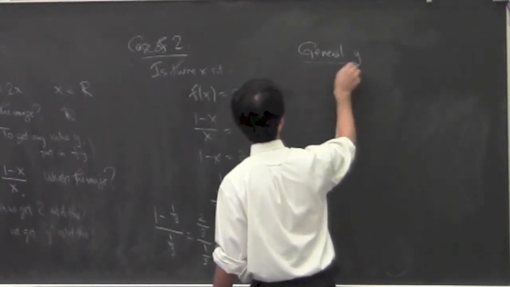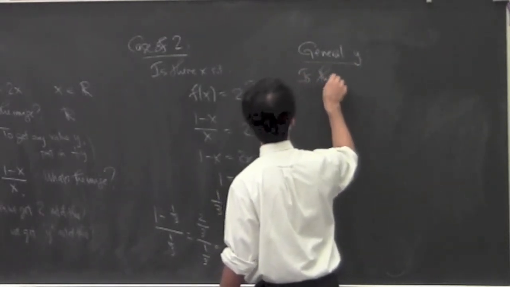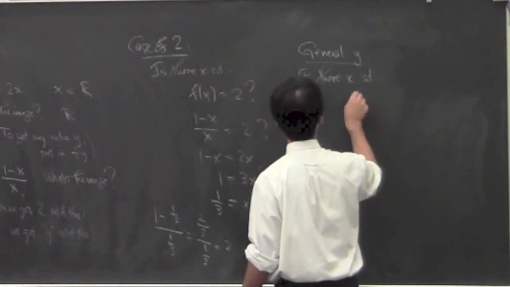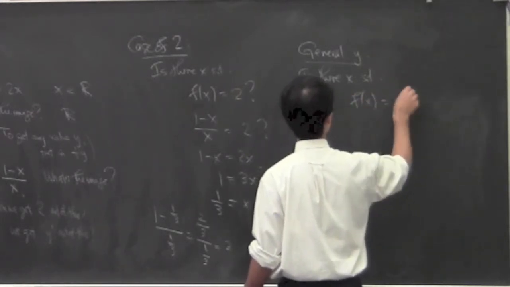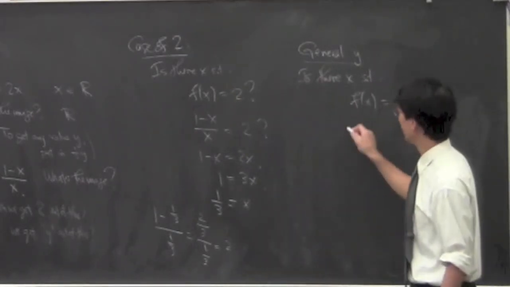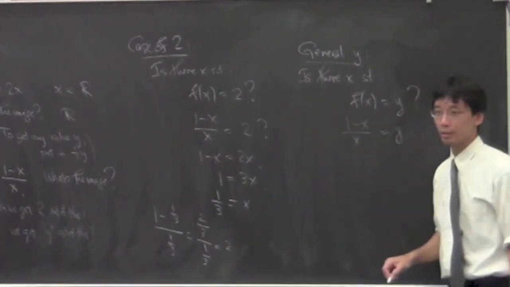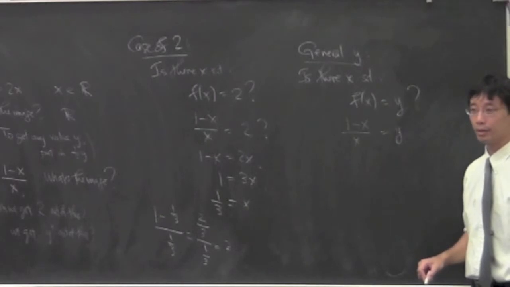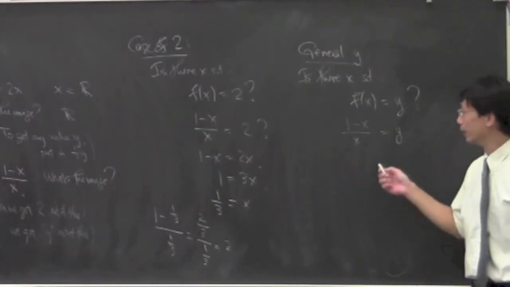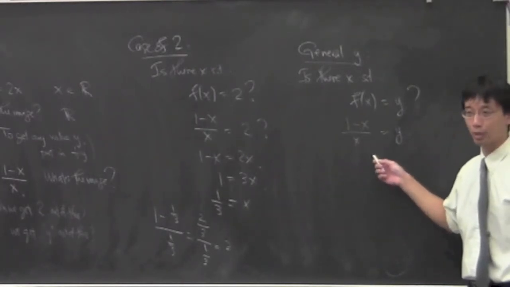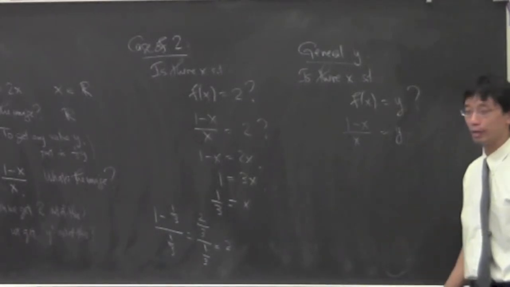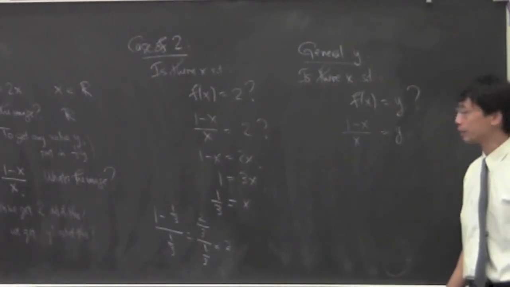Is there x such that f of x equals y? In other words, 1 minus x over x equals y. Take 30 seconds or so and figure out what x would have to be.